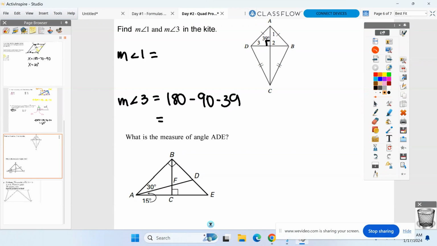51 degrees. All right, how are we getting to angle 1? How are we getting to angle 1? We just found that was 51.